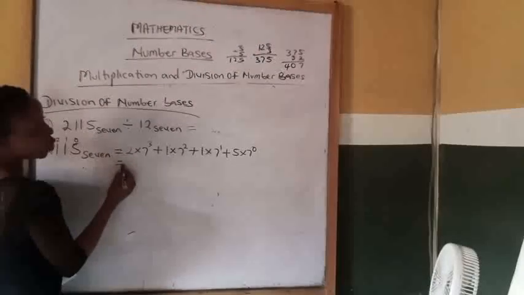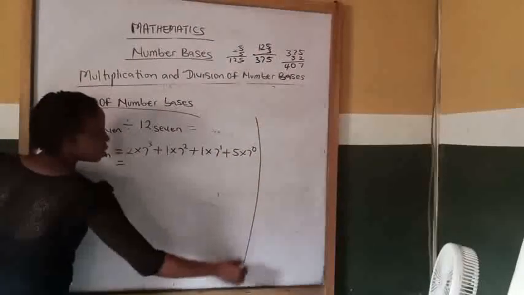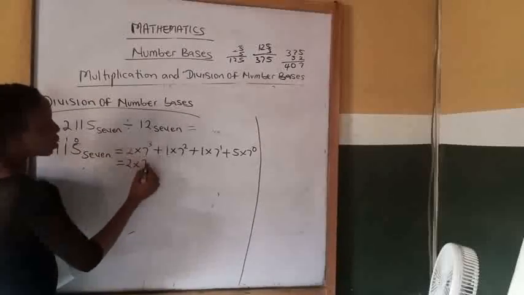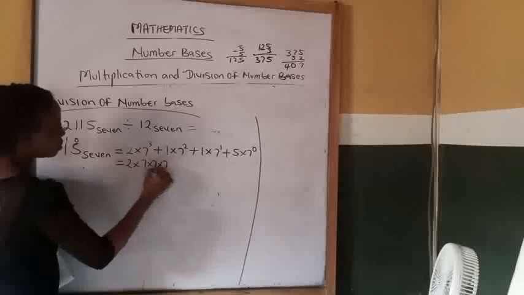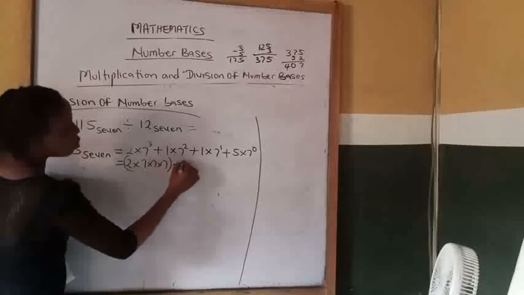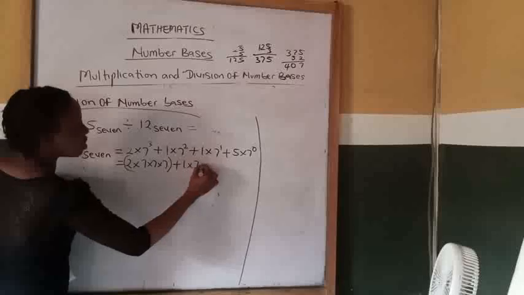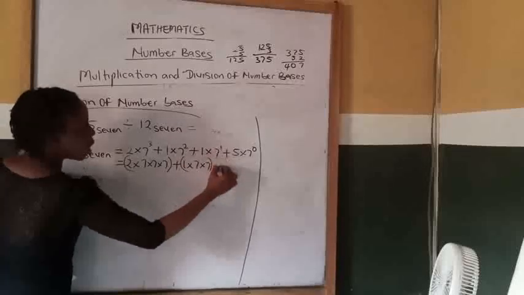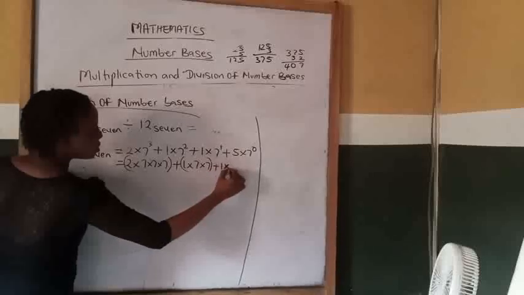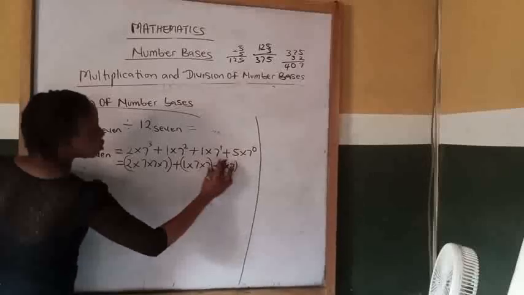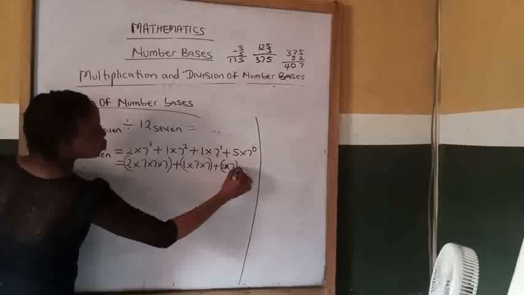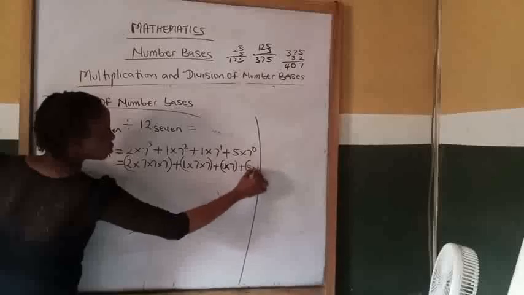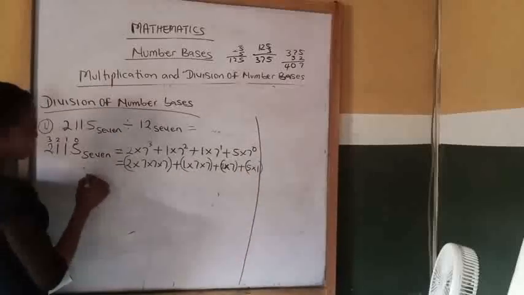Then the next one will be 2 times 7 raised to power 3, which means 7 times 7 times 7. Plus 1 times 7 raised to power 2, which means 7 times 7. Plus 1 times 7 raised to power 1, which means 7. Plus 5 times 7 raised to power 0, which is 1. So let's open the brackets now.